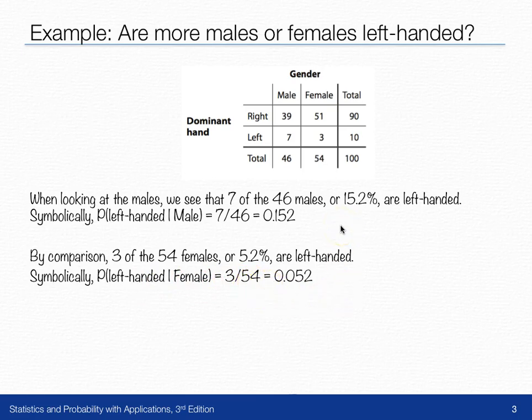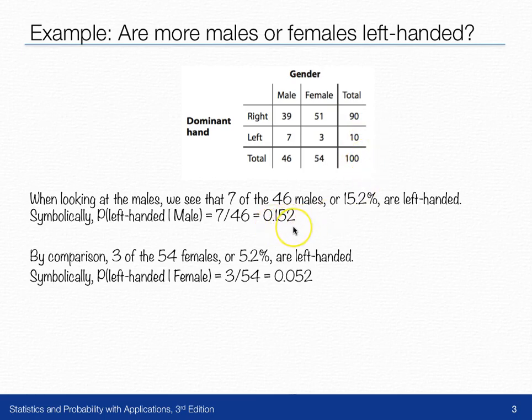What we see is that knowing that a student is male gives us information about the likelihood of left-handedness. It increases the likelihood of left-handedness. If we didn't know whether a student was male or not, and just said we were going to select a student at random, the probability of being left-handed would be 10 out of 100, or 10%.